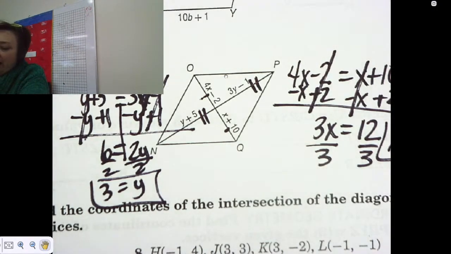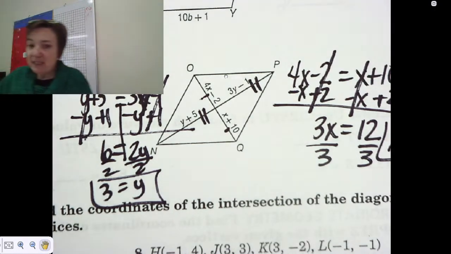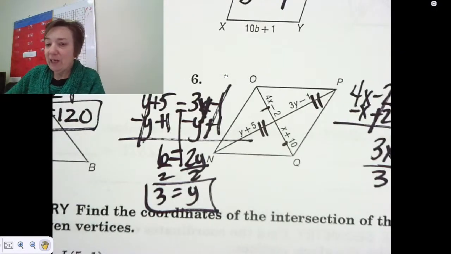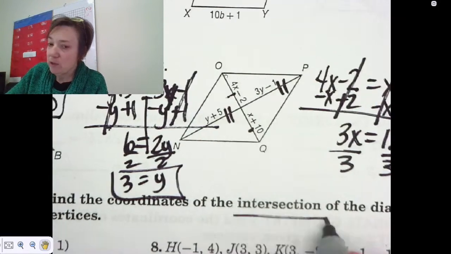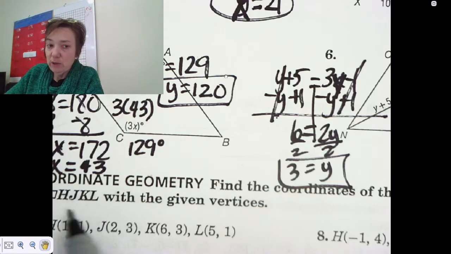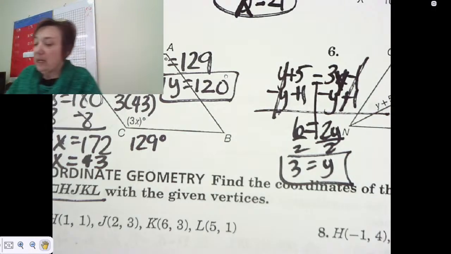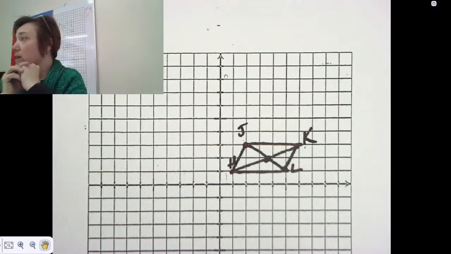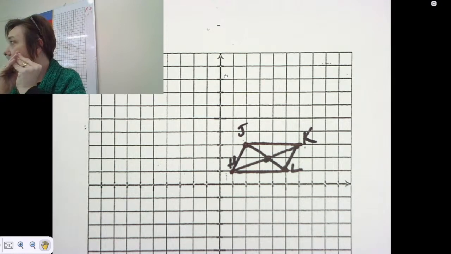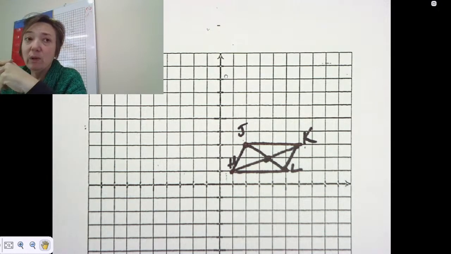Okay. Now, look at this next part. It says, find the coordinates of the intersection of the diagonals of, and they give you this list right here. This is important, and we're going to come back to that in just a minute, okay? So, I graphed it. You don't need to graph this. It's not necessary to graph this. I graphed it just so you can see what it looks like.